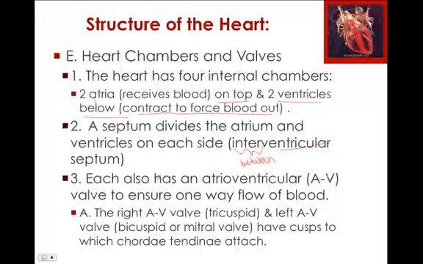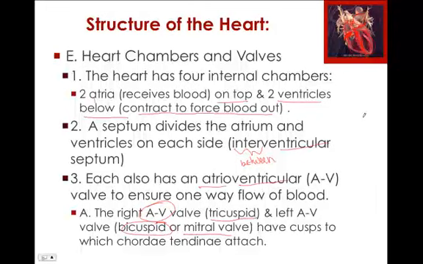Each side also has what's called an atrioventricular valve. And this valve is going to be, just like it sounds, between the atrium and the ventricle. The right AV valve is called the tricuspid valve. So that's your right AV valve or atrioventricular valve. And the left AV valve is called the bicuspid or the mitral valve. So in this case here, this would be your tricuspid valve right here, and then here would be your bicuspid or mitral valve on this side.